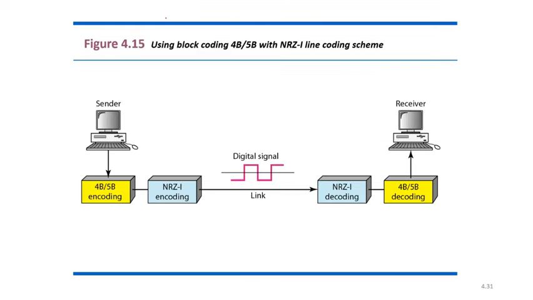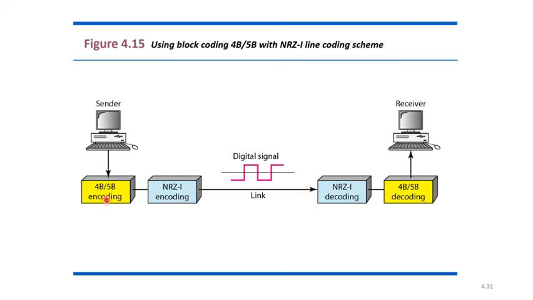So this is the symbolic representation. There is a sender and a receiver, and we are going to send the data. Before sending it through the channel, we do the encoding, digital to digital conversion. The NRZ-I scheme is there, but NRZ-I does not support synchronization. That's why, before that, we do the block coding. Block coding will be like 4 bits coded into 5 bits. By increasing the number of bits, we provide extra bits that will be used for synchronization. This is the advantage of block coding.